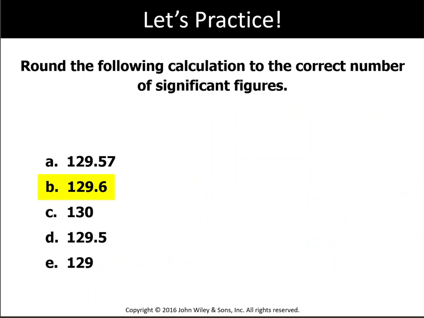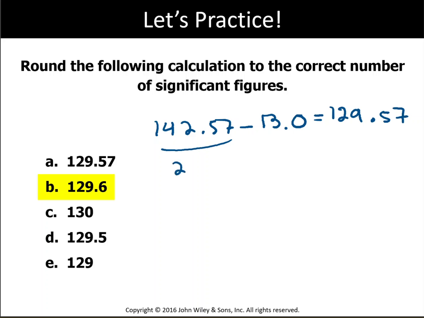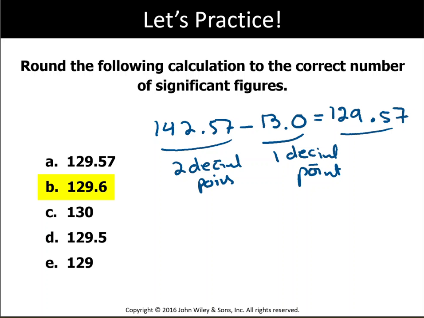So let's look at another example. So you want to subtract 13 from 142.57. Now if you do this with your calculator, you're going to get 129.57. Now in terms of significant figures, this has 2 decimal places. This has only 1 decimal place. So we want our answer to have only 1 decimal place. So your answer is going to be 129.6.